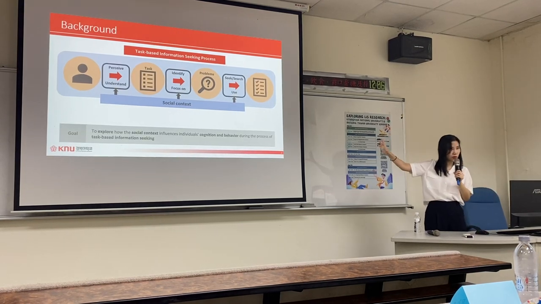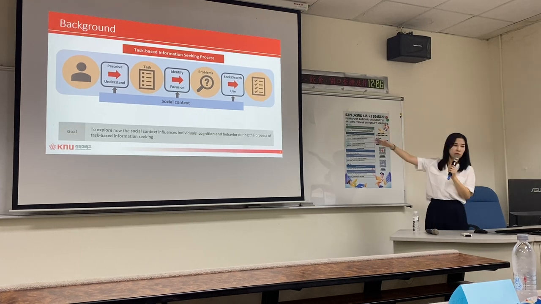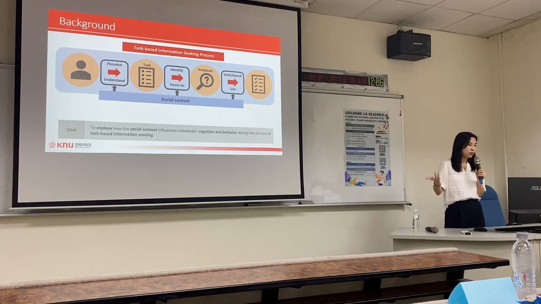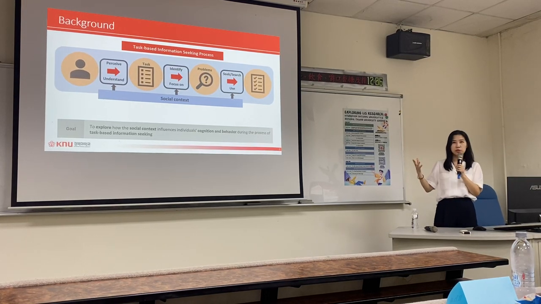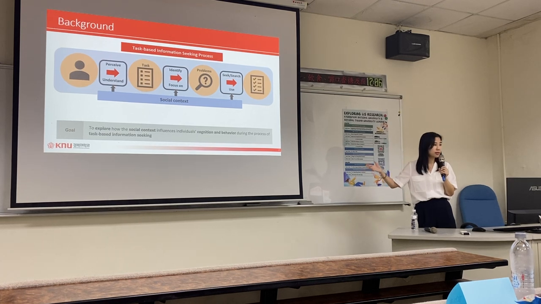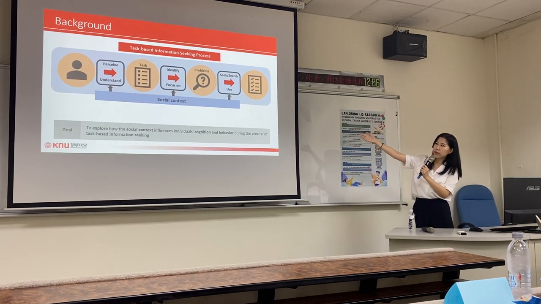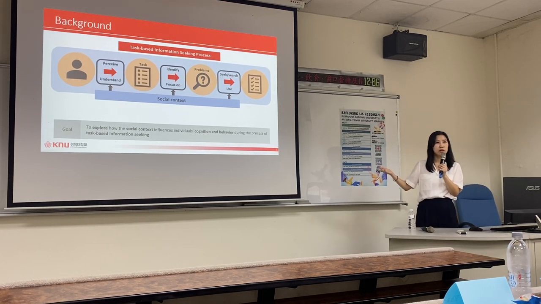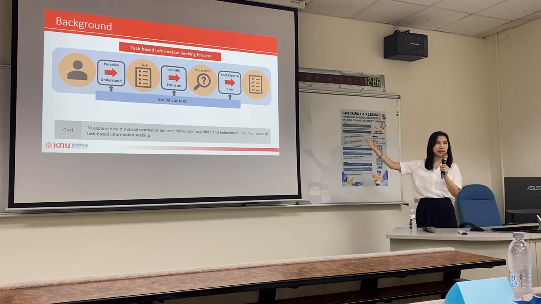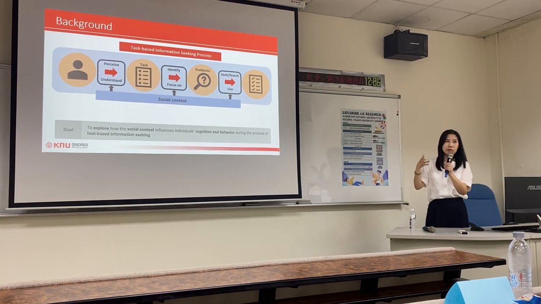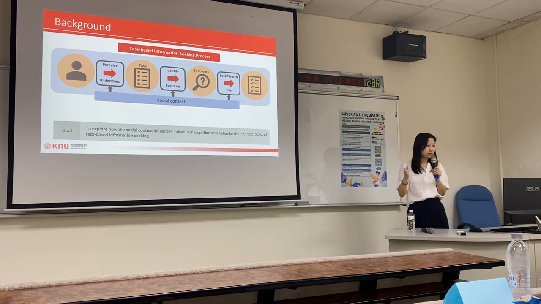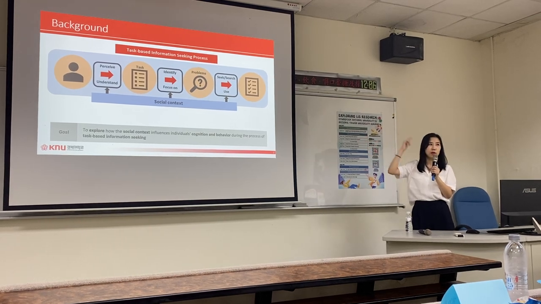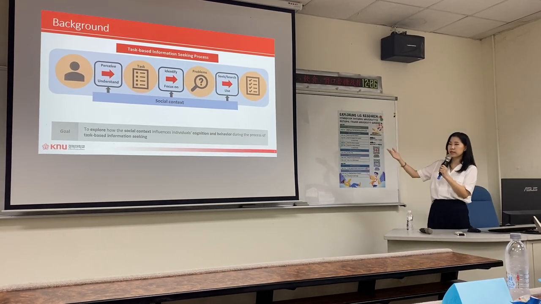According to my research problems, I set the goal to explore how the social context where the task is generated and performed influences individuals' cognitive and behavior activities. As you can see from the picture, there are several cognitive activities and behaviors that may take place during this process, like identifying specific problems, focusing on certain problems, and so on. I wanted to look at the relationship between the social context and such cognitive as well as behavior activities.